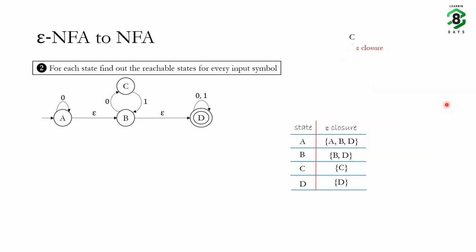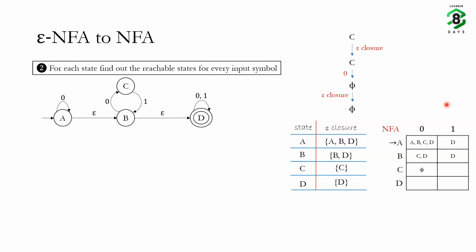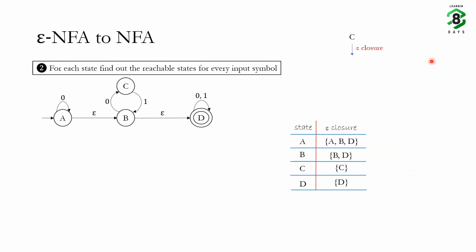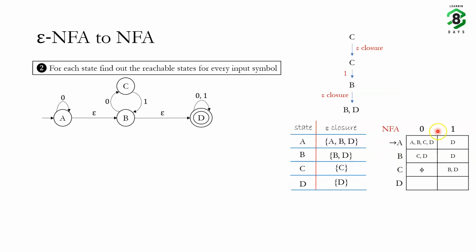Now on state C the Epsilon closure takes us to state C, and on input symbol 0 from state C we can go to the null state because there is no transition, and whose Epsilon closure is again the null state. So on state C with input symbol 0 we can go to the null state. Similarly from state C with input symbol 1 we can go to state B, whose Epsilon closure is states B and D. So on state C with input symbol 1 we can go to states B and D.